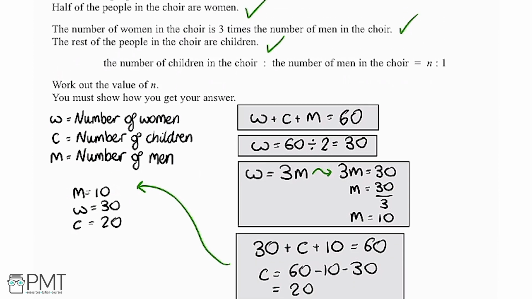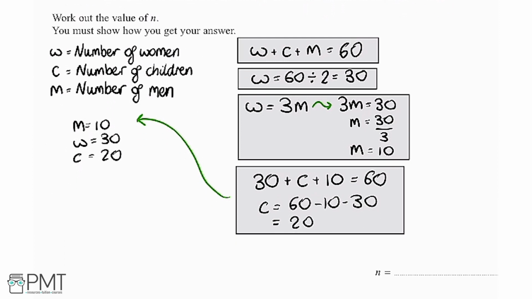Now we need to look at this line. The number of children in the choir to the number of men in the choir is n to 1. Okay, so the number of children to the number of men. So if we do a ratio, the number of children to the number of men is 20 to 10. Now we need to get this number to 1. So how do we do that? Well, we divide it by 10.